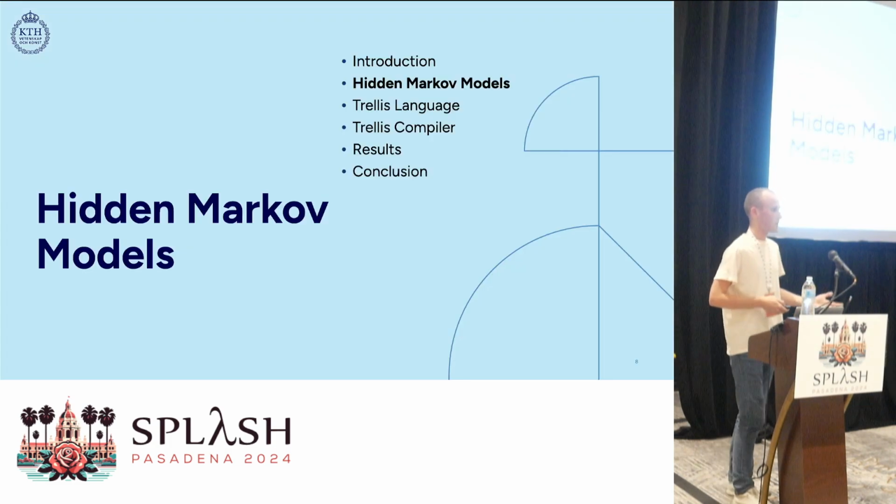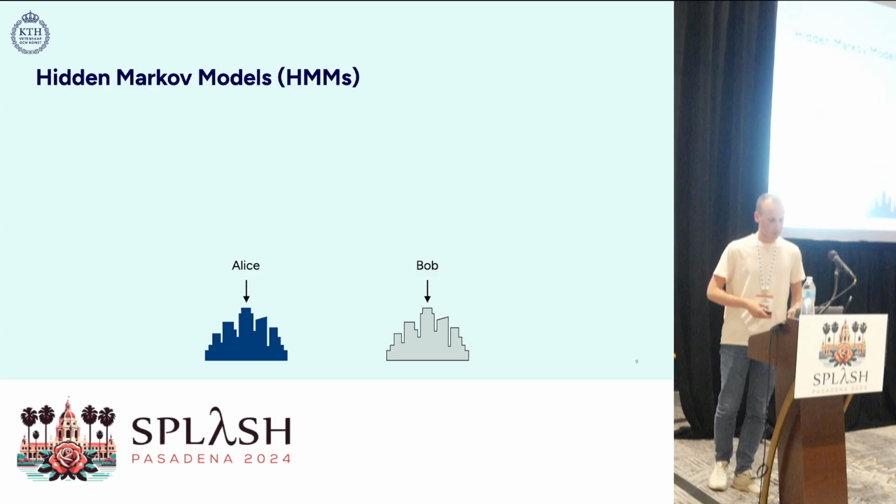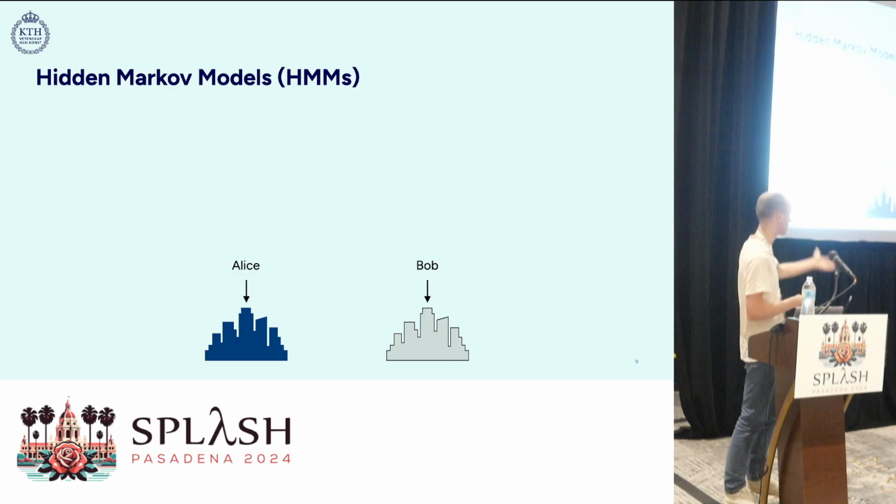So let's talk about hidden Markov models. So now I'm going to go through a concrete example, and then we're going to see why they're useful and also why sparsity is interesting. So in this example, we have two people, Alice and Bob. Alice and Bob live in different cities, as you can see.